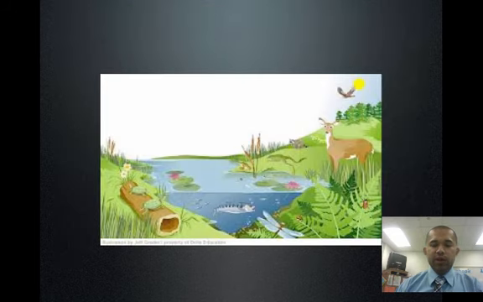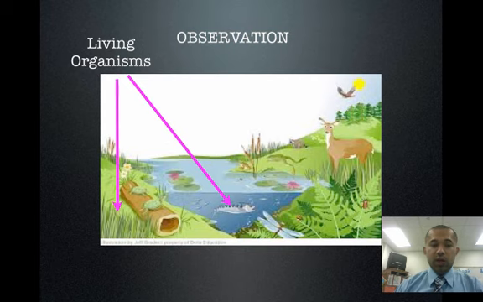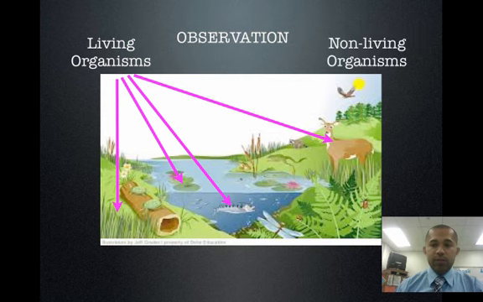So we have a picture of animals and some type of habitat. How do we use the OIEC using this picture? First, let's talk about some of the observations we can make about this picture. First thing I can say is there are living organisms in this picture. You have fish in a pond, grasses and plants, lily pads in the water, and obviously mammals as well.